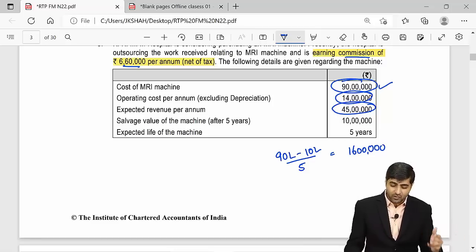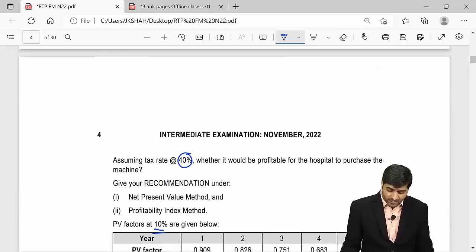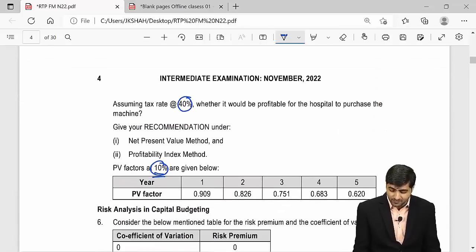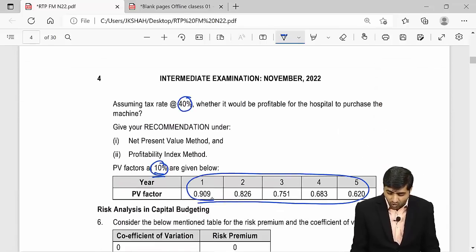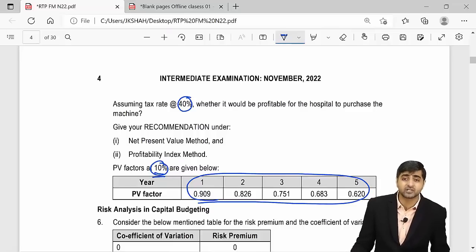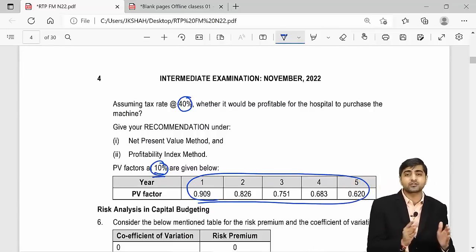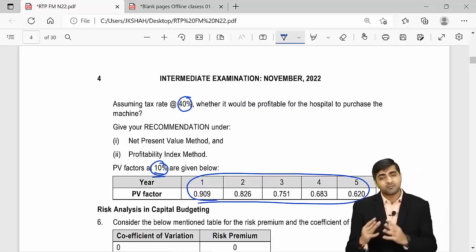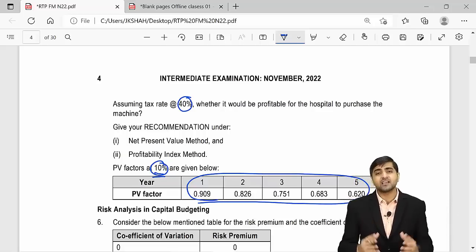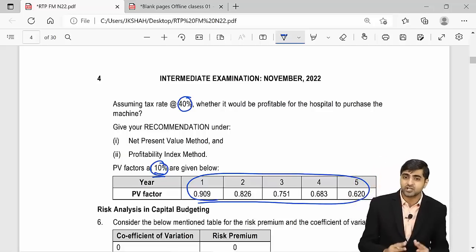So cost of capital or your discounting factor will also be given to you in the question, that is nothing but 10%. So we'll be considering all this discounting factor summation, which is known as your present value annuity factor, because your cash inflows per annum every year is same. We'll multiply that by PVAF to finally get your PV of CI from the project.